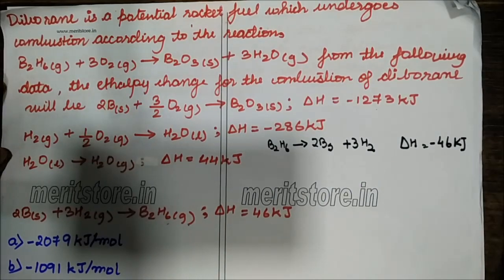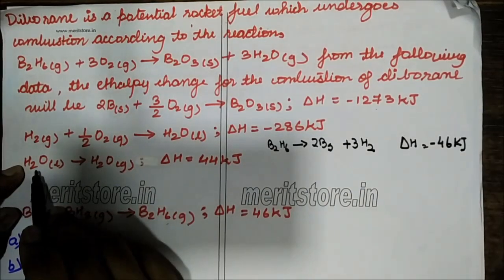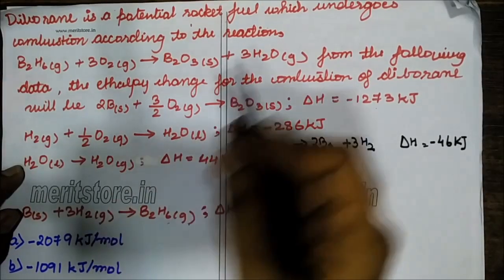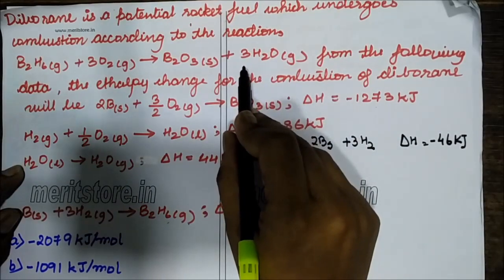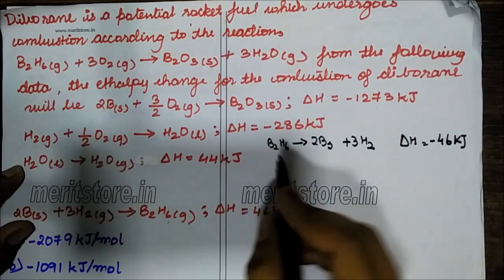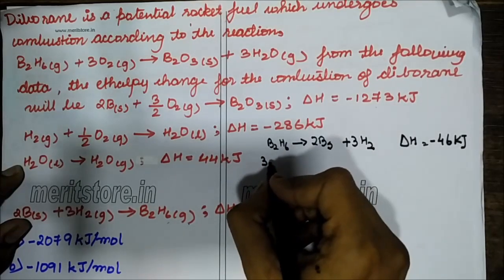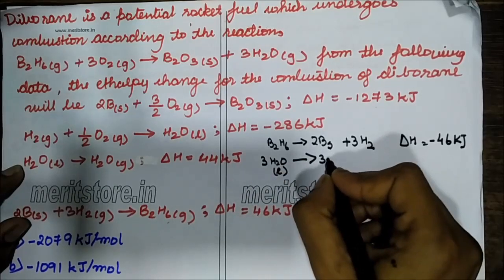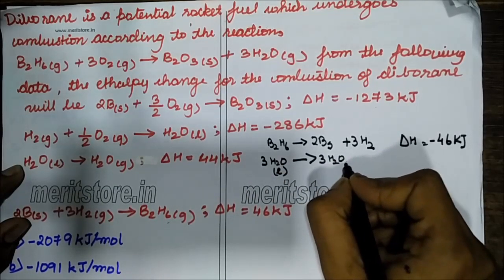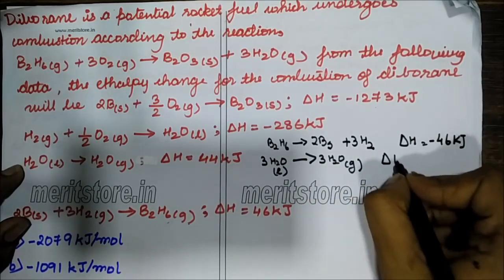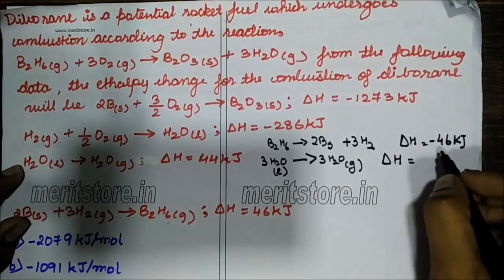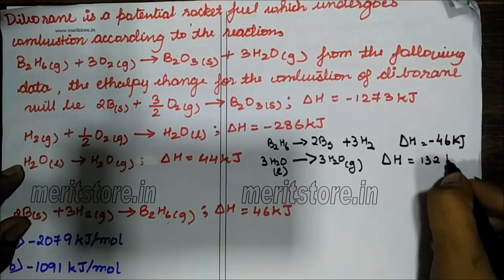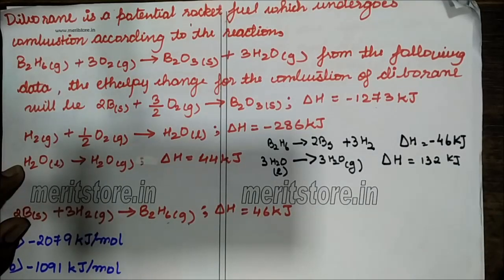Okay. Next, look at this reaction. H2O is in liquid state, H2O getting converted to gaseous state. So I need gaseous state H2O on my right hand side only. But there are 3 molecules. So I will have to multiply this whole reaction by 3. So what will it give me? 3H2O in liquid state, giving 3H2O in gaseous state. So even your delta H will get multiplied by 3. So 44 times 3 is 132 kilojoules. Okay, that's also positive.